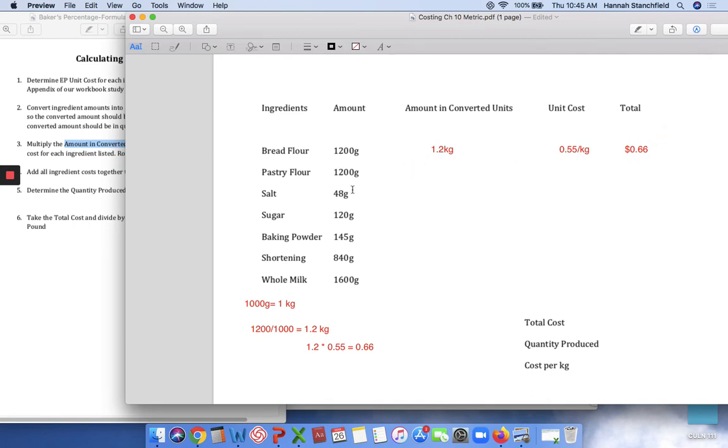So for each of these, you'll find out the unit cost first, and then fill in your converted units to find your total. Then you're going to add each of these numbers together. That's going to give you your total cost.